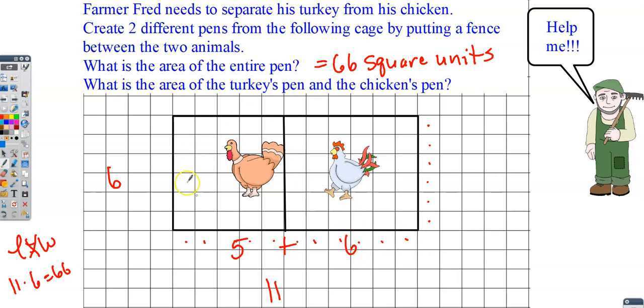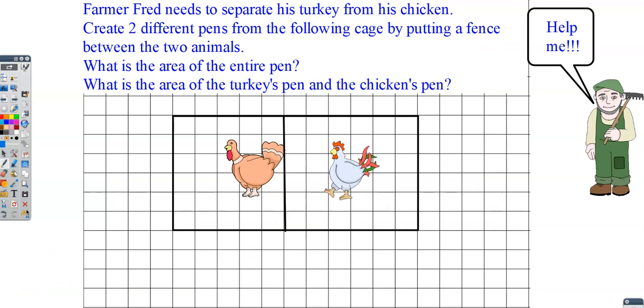And so when I count the area of just the turkey's pen, it is 6 times 5. And the chicken is now 6 times 6. And I know that 6 times 5 is 30, and 6 times 6 is 36. And yes, 36 plus 30 adds up to 66, which is what we knew it was. But I'm basically looking at distributing the 6 to the 5 and the 6 over here. Now I could go ahead and erase all that, and I could try another position.